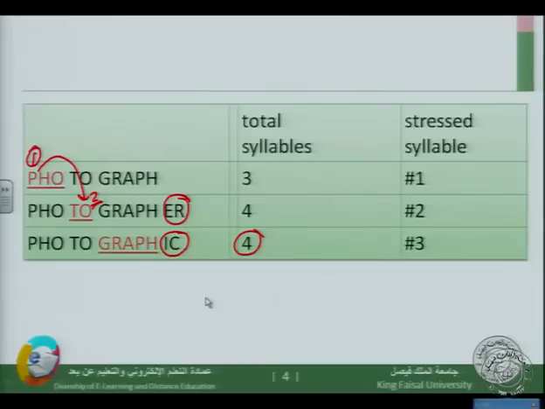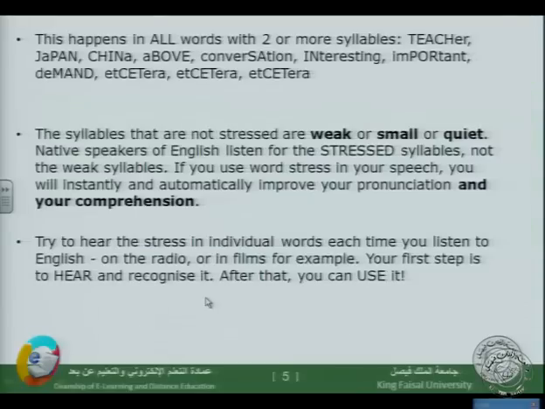Okay? Notice now. Photographic, photographic, the stress was on graphic. So notice, these are 3 words, although they have the same root, but once we add suffixes to the words, they change the stress position. And here, in the third one, the stress occurs at the 3rd syllable.